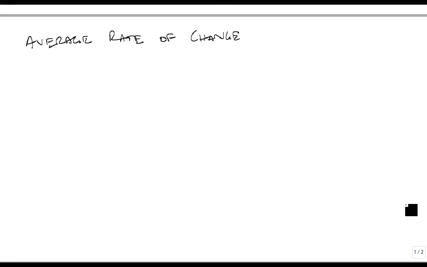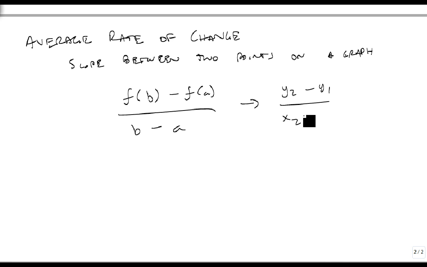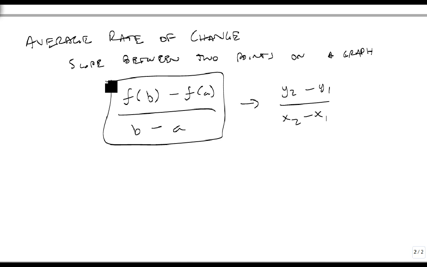The last thing we're going to talk about is the average rate of change. And the average rate of change is defined as the slope between 2 points on a graph. And if you remember our function notation, it's actually going to look very similar. The average rate of change is defined as f of b minus f of a over b minus a, which another way of saying this is that this is a y2 minus a y1 over an x2 minus an x1. But the thing to remember here is that this value works for any type of line, not just linear equations.